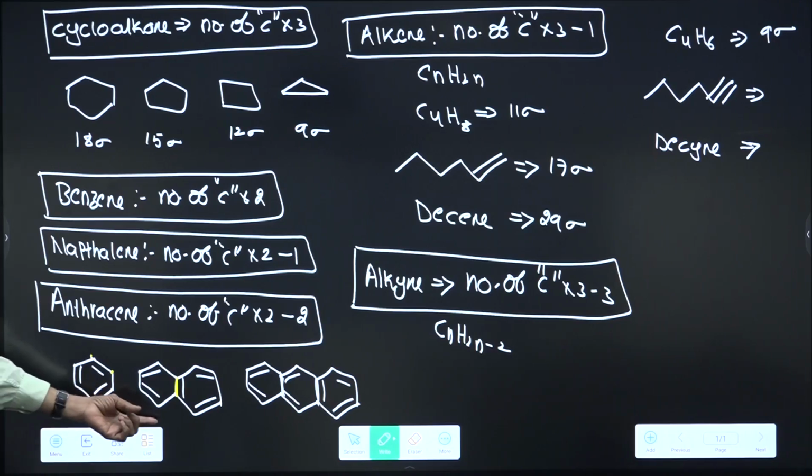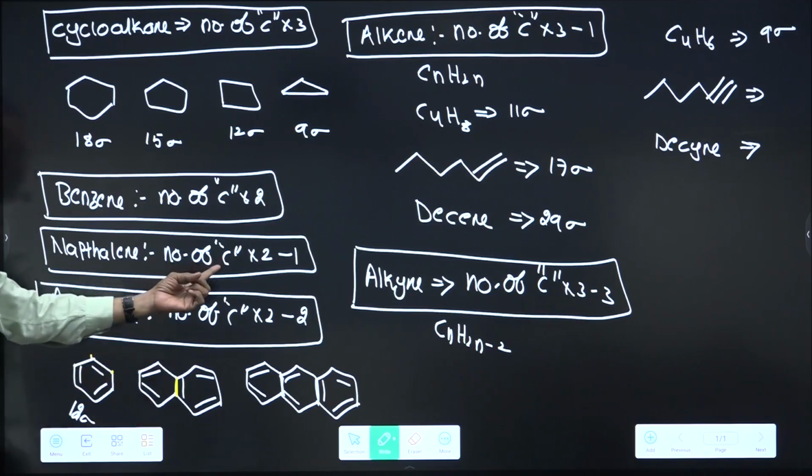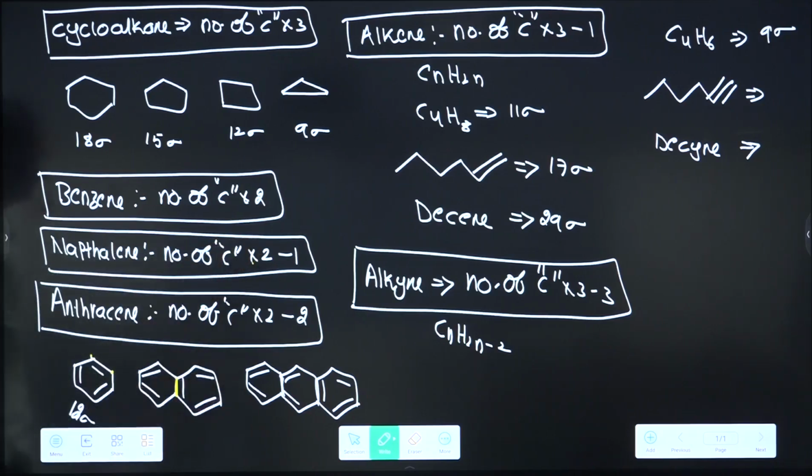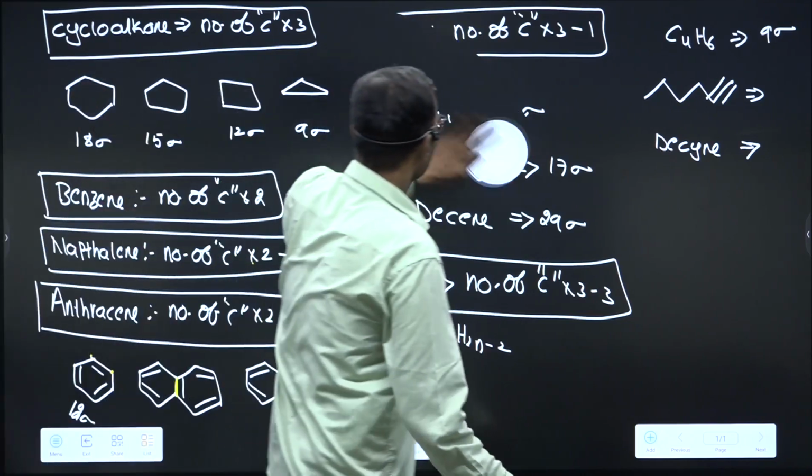Here how many sigma bonds? How many carbons are present in naphthalene? 10. 10 into 2, 20 minus 1, 19. And here? First how many carbons are there? 14. 14 into 2, 28. 28 minus 2, 26. Clear? You need to remember these formulas.